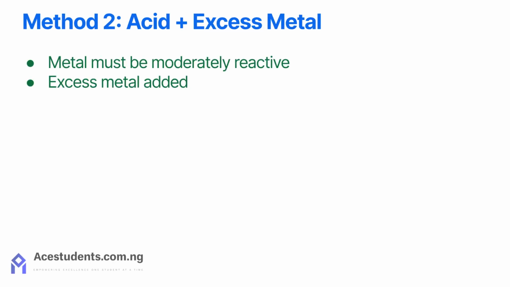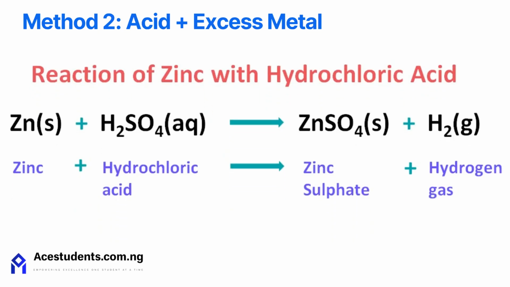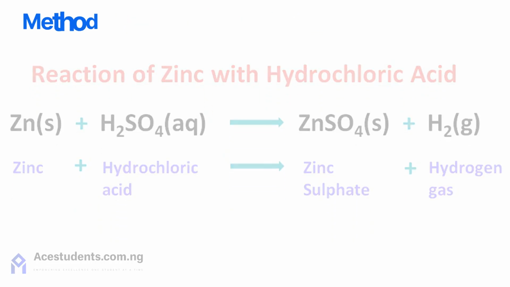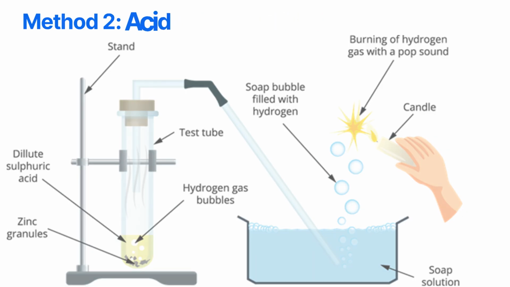Method 2 is reacting an acid with an excess metal. The metal must be moderately reactive. Adding excess metal ensures all the acid is fully consumed. An example is the reaction of zinc with sulfuric acid to produce zinc sulfate and hydrogen gas. Excess metal is added to the dilute acid until bubbling stops. The excess metal is then filtered off, and the solution is crystallized.